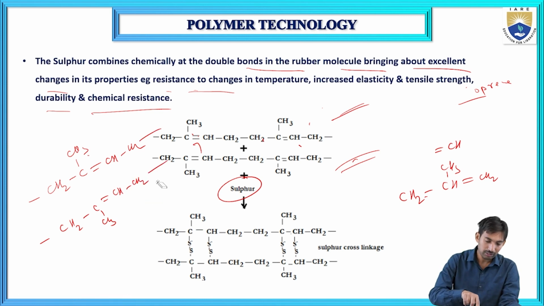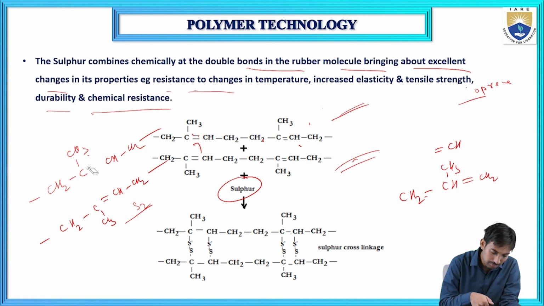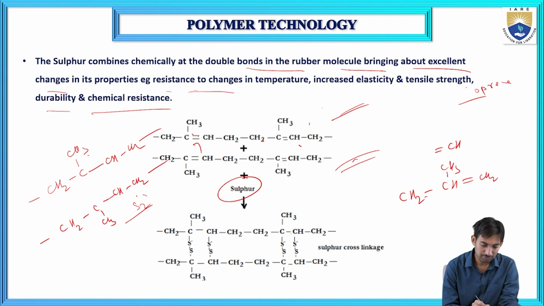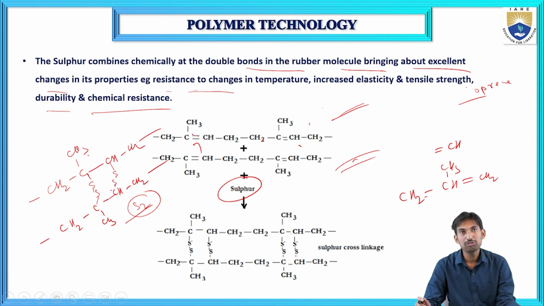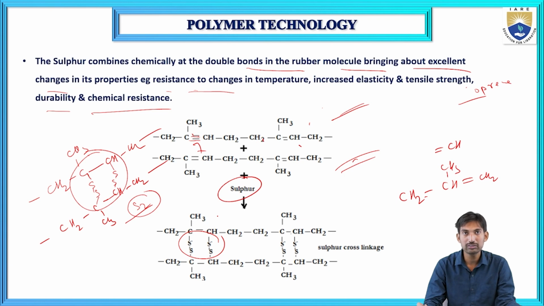Then what happens when you add sulfur? We are adding S2 to this polymer. These double bonds are converted into single bonds. The sulfur S2 molecules are added at these double bonds like this, S S S, and this S S S. Instead of the double bond, sulfur linkages take place. The cross linkage of sulfur takes place in the vulcanization process.